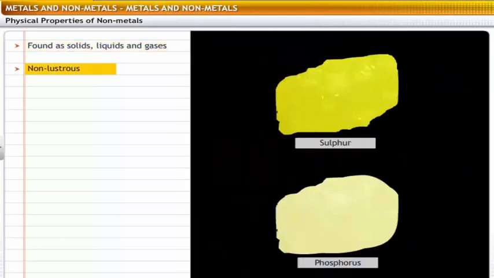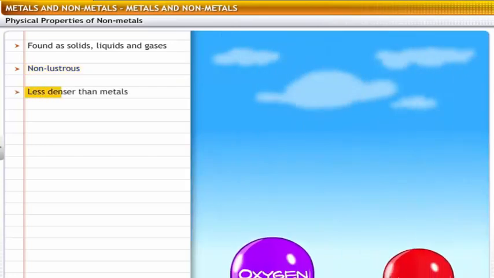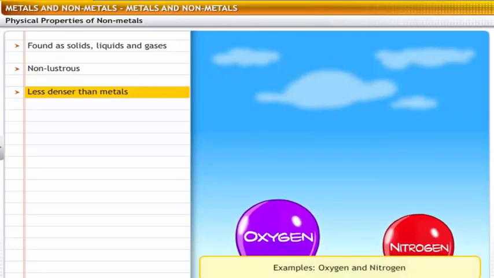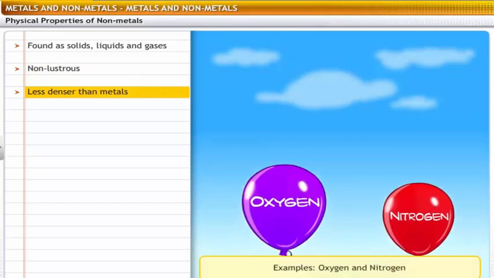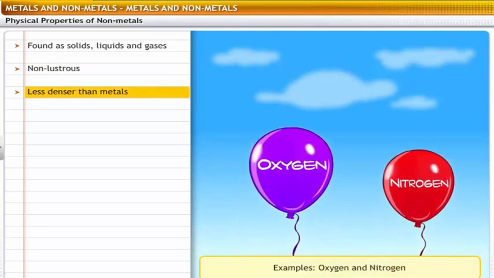Non-metals are non-lustrous, that is, they have a dull appearance. For example, the surfaces of sulfur and phosphorus do not shine. Most non-metals have a very low density. For example, oxygen and nitrogen are lighter than air.